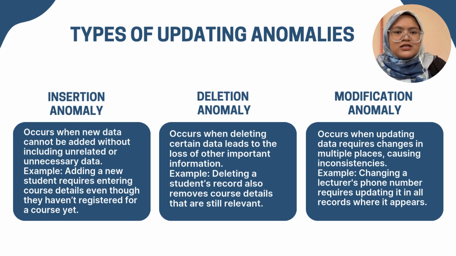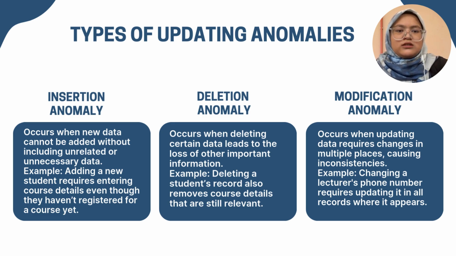Number 2 is deletion anomaly. Deletion anomaly occurs when deleting certain data leads to the loss of other important information. For example, deleting a student record also removes course details that are still relevant.